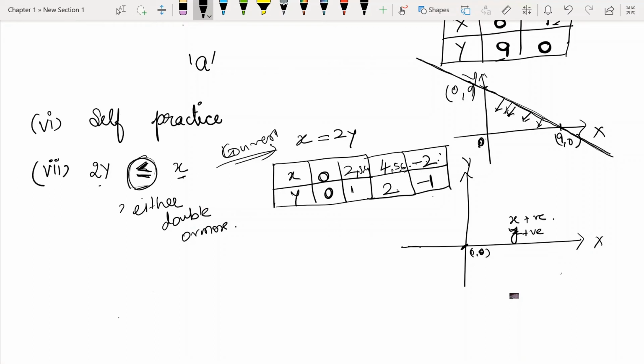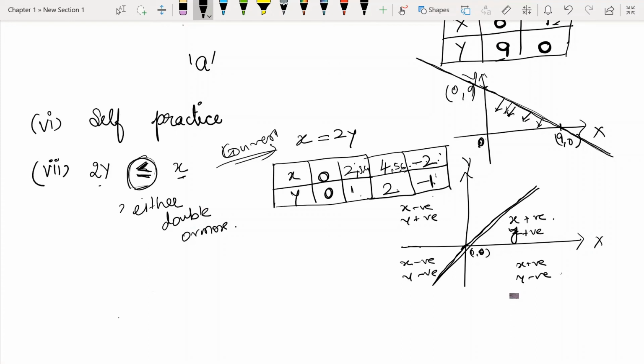In this quadrant, x is positive, y is negative. In this quadrant, x is negative, y is positive. In this quadrant, x is negative, y is also negative. So we have x negative, y negative, x positive, y positive. So which means this is a line which is passing through this way. Now not only that, we need to know whether it is above or below.